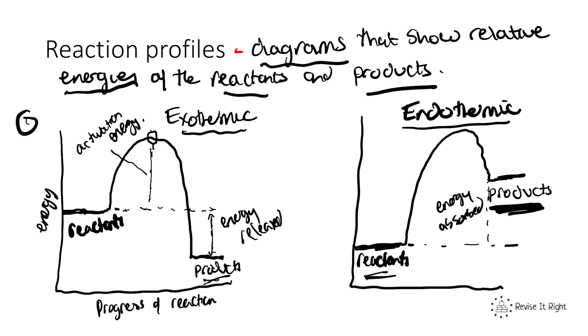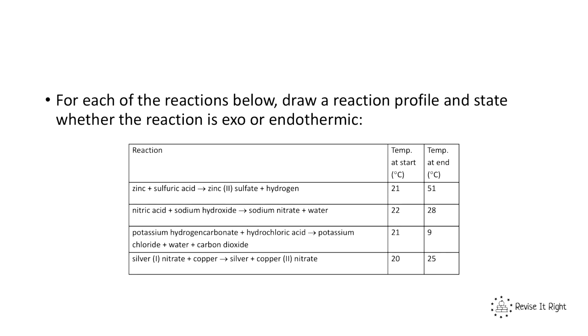So here we have two different reaction profiles, one for exothermic and one for endothermic. You have to remember that in an exothermic reaction, the products have less energy than the reactants, so it looks like this. And in an endothermic reaction, the products have more energy than the reactants, so our reaction profile looks like this. Now I'd like you to have a go at answering these questions, and then we'll go through the answers together. So pause the video now.